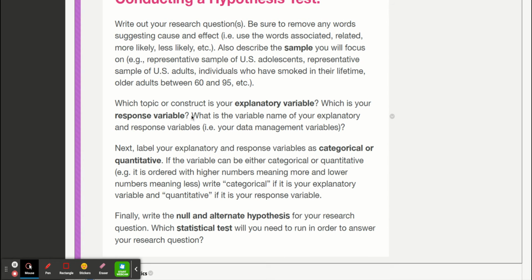Thinking about your explanatory variable, this is what we are usually calling the independent variable. Which one is your response variable? This is the one we're usually calling the dependent variable, right? And make sure you know what type of variable each one is, right? You know the variable name, you know how you data managed it, and you know whether it is a categorical or a quantitative variable. With that information, you are ready to write the null and alternate hypothesis, right?